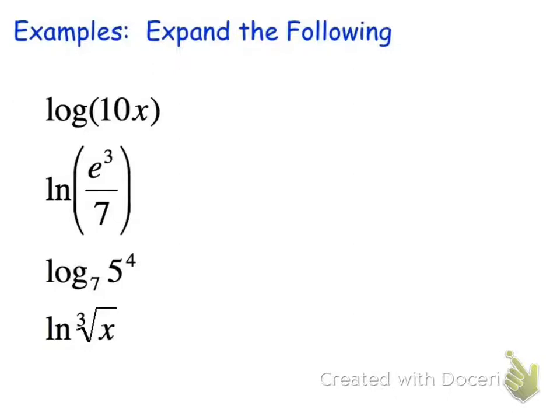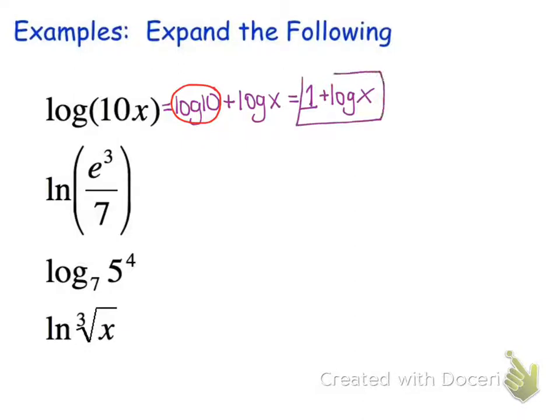So we're going to switch this into log base 10 of 10 plus log of x. Because it was a product, I'm going to switch it to a sum. Now we can simplify it a little bit further because we know that the log base 10 of 10 simplifies to be 1. So we get 1 plus the log of x. Those two things mean the same thing. This one now is just an expanded form.